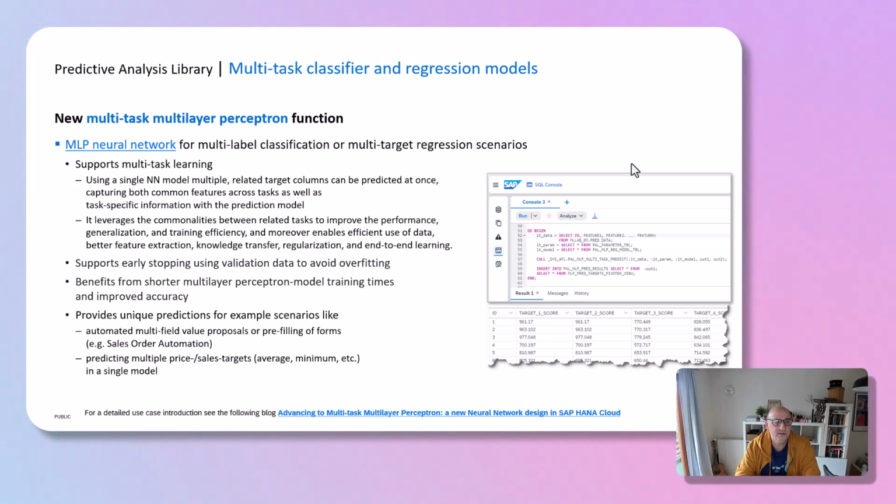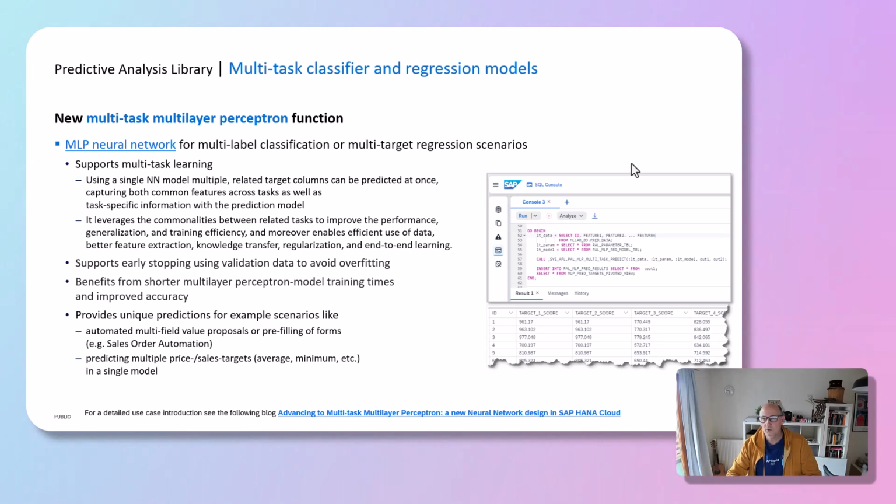But the key benefit is really from a use case perspective, and we have had engagement with stakeholders and customers that they want to predict multiple target fields in one go. For example, like sales order automation, where we'd like to provide proposals for multiple of the fields of an order form within an application at once using a single model and with respective correlated information as part of the single model.